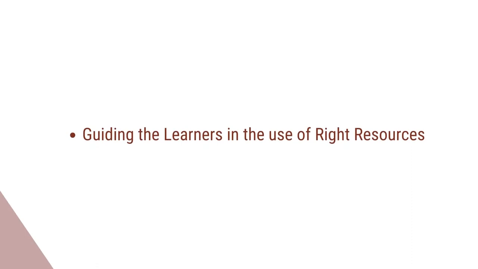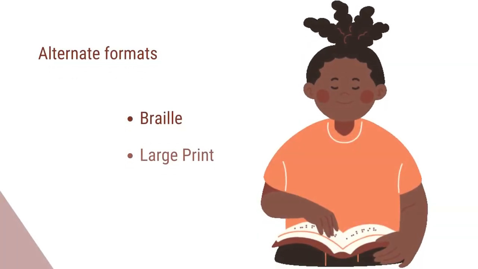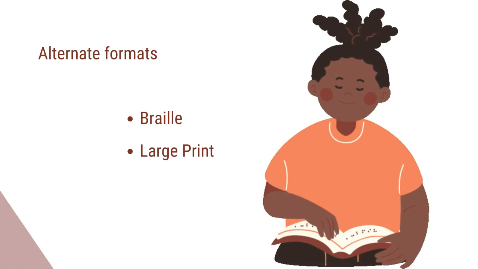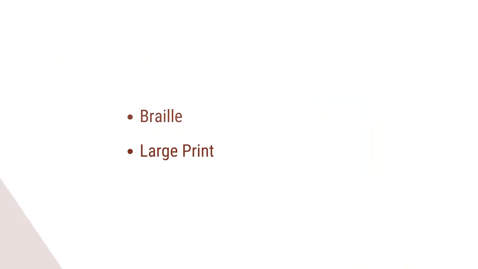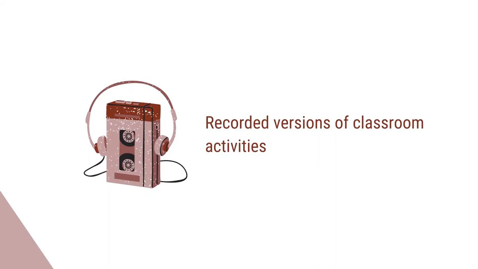Now let us come to what kind of resources the teachers can provide to the learners in this open distance learning system. Generally, the resources which are available in open distance learning system are meant for the normal learners. So the teachers can think of alternative formats like Braille or large print to help the learners with visual impairment. Likewise, they can also have recorded versions of different classroom activities for learners with other impairments.